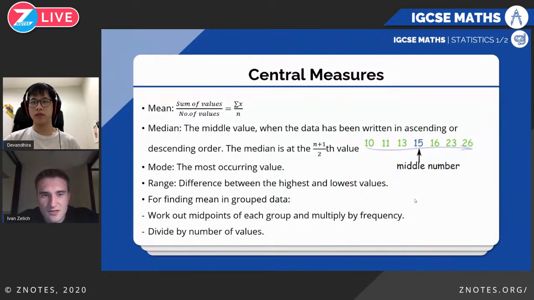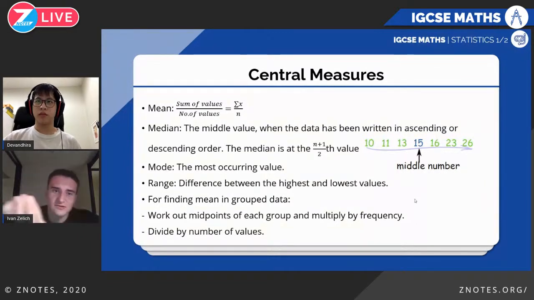Okay, so there are some measurements from data that we can extract. One of them is the mean, or the average. It's the sum of the values over the number of values, and it's a great way to understand where the center of the data is.